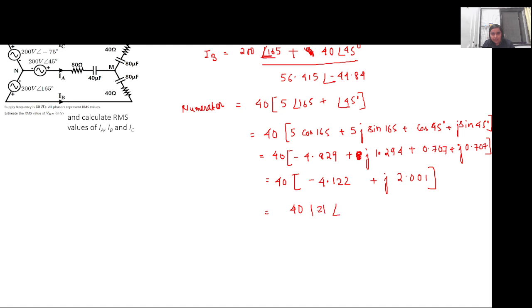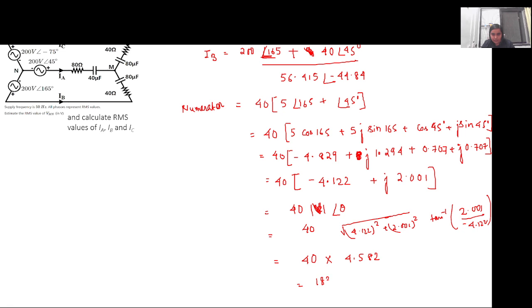So this can be written as magnitude into some angle theta, like voltage. So this can be written as 40 into square root of 4.122 square plus 2.001 square, into tan inverse of 2.001 by minus 4.122. Let's forget the angle now, since we only need the magnitude. So the magnitude is square root of 4.122 square plus 2.001 square, which is 4.582. So it is 40 into 4.582, which is 183.28.